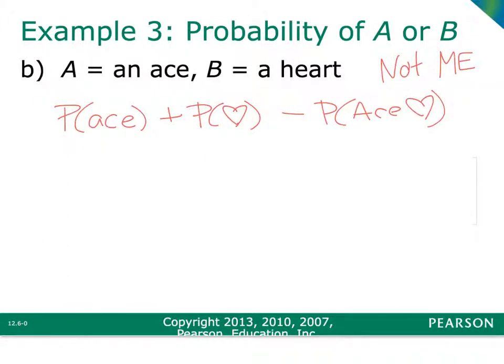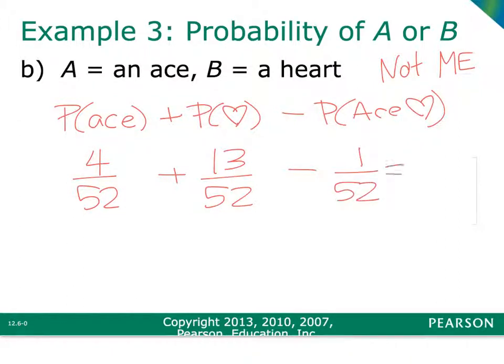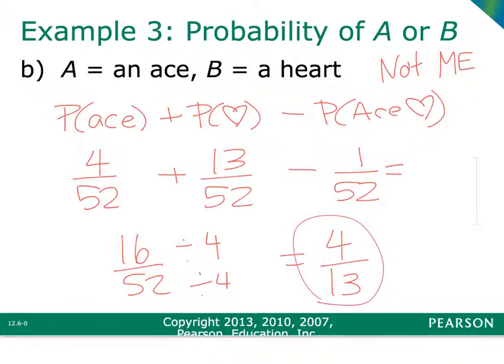So remember, the deck has 4 aces out of 52 cards. The deck has 13 hearts out of 52 cards, but there's only 1 ace of hearts. So the probability of getting an ace or a heart would be 4 plus 13, which is 17, minus 1, would be 16 out of 52, and then you would have to divide both of those by 4 to reduce your fraction. Your probability would be 4 out of 13.